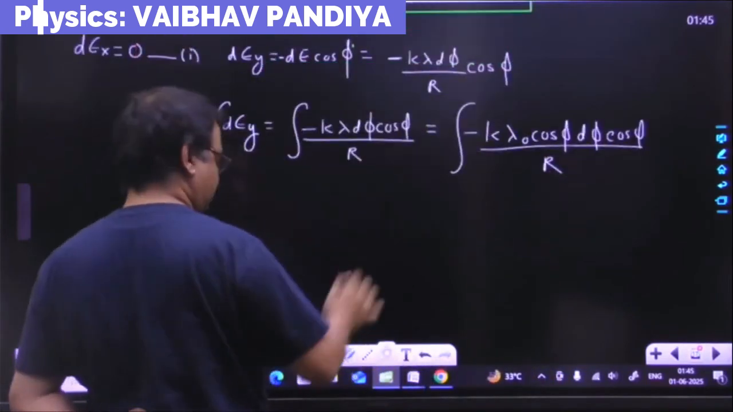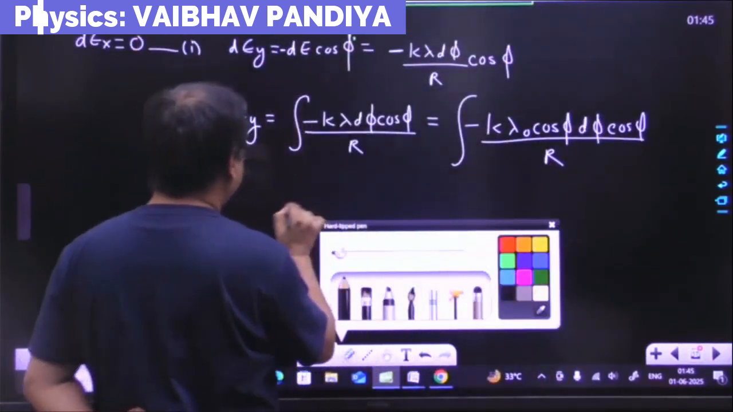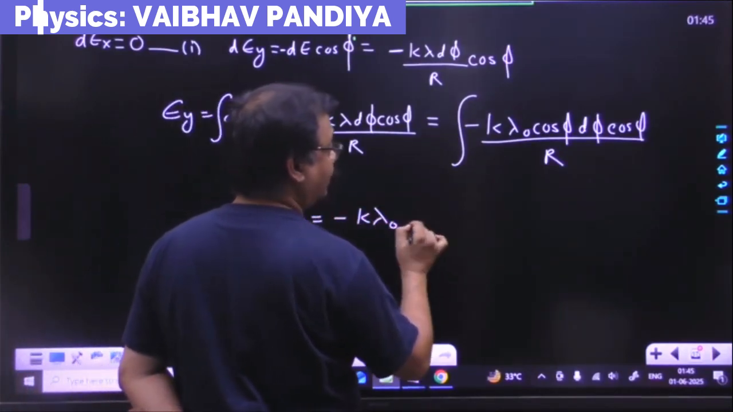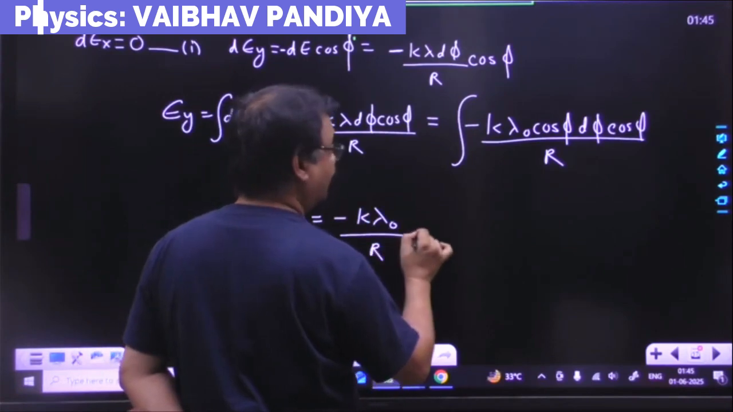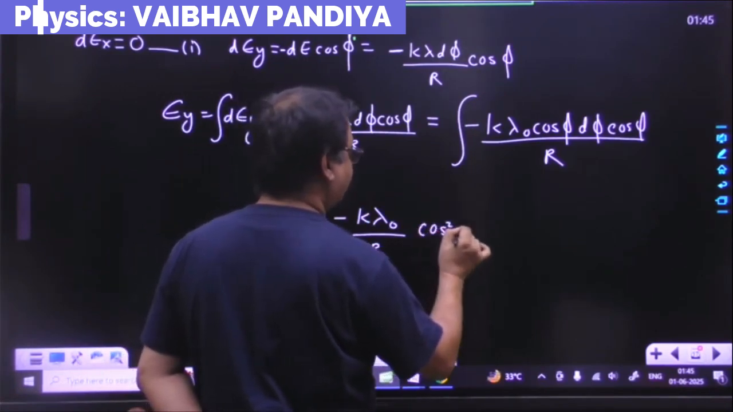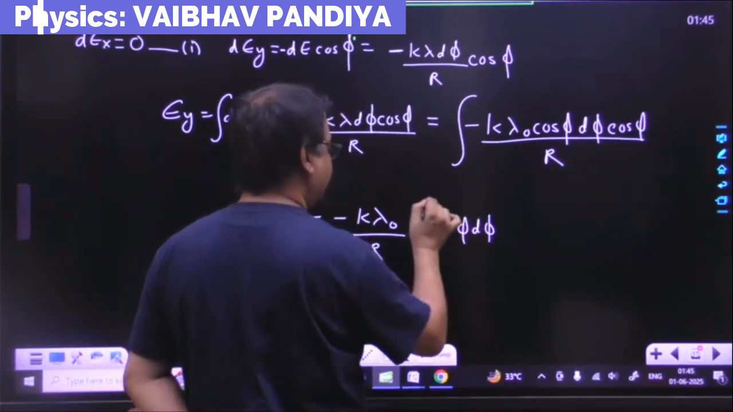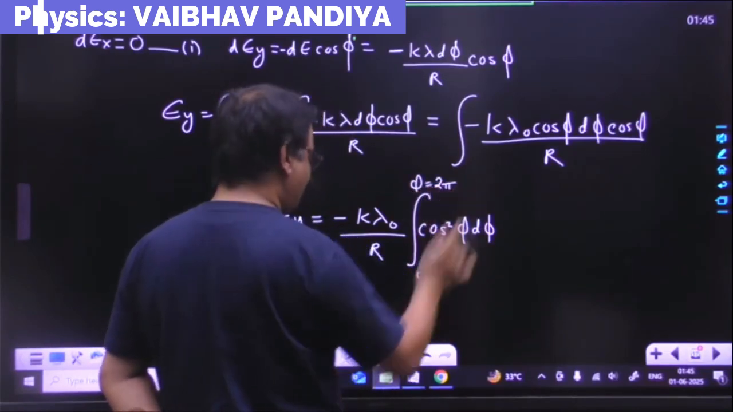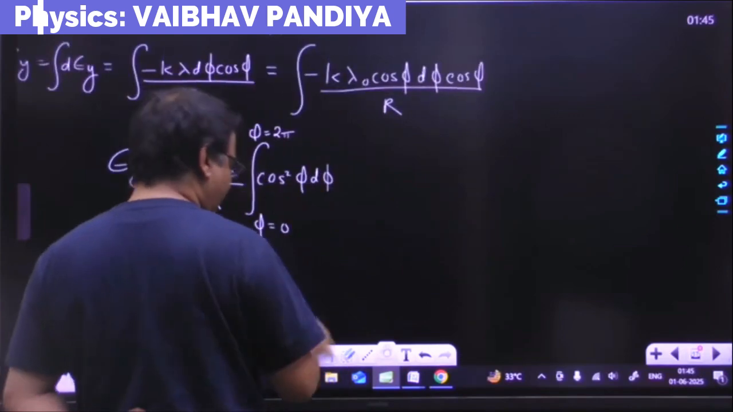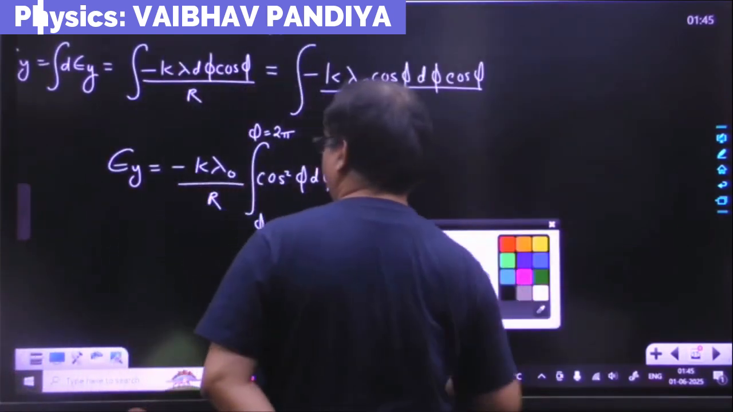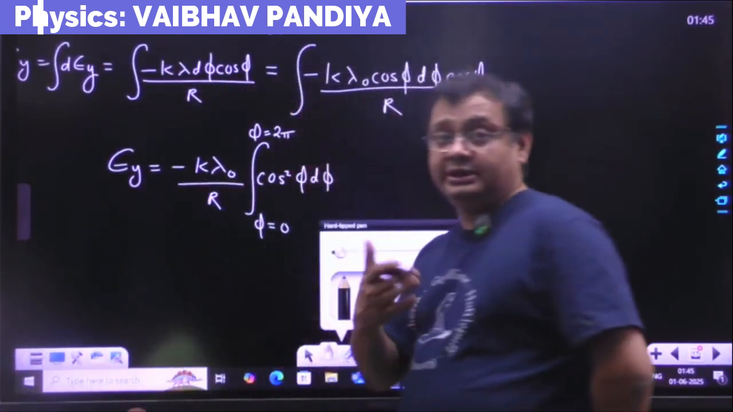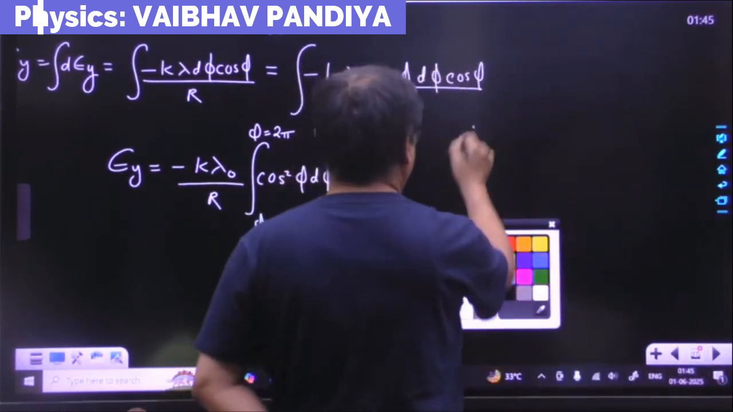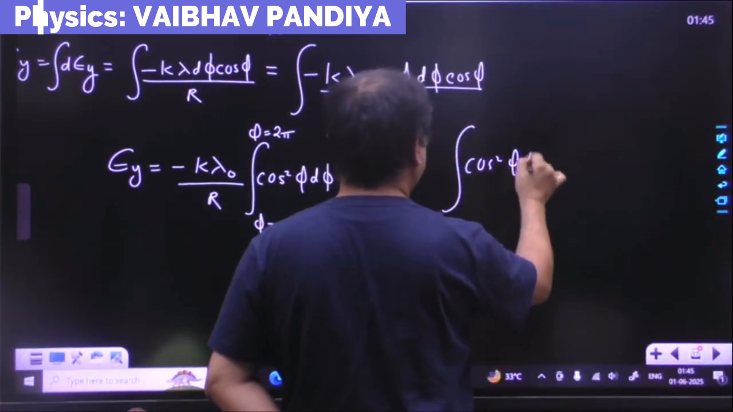Okay, now whatever are the constants can be taken out. So Ey will be minus k lambda naught by r. What is left is the integral of cos square phi d phi, and we will put the limit of phi from 0 to 2 pi. And I told you how to integrate this thing even in my lecture of variable linear charge density, the link of which is given in the description. You can find this integral of cos square phi d phi.